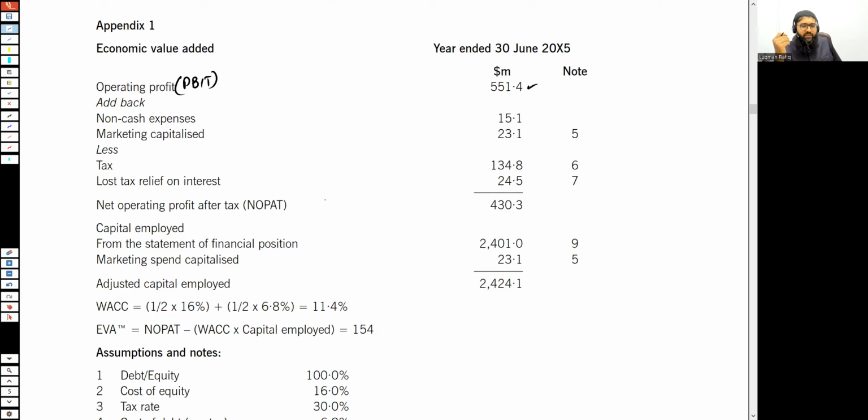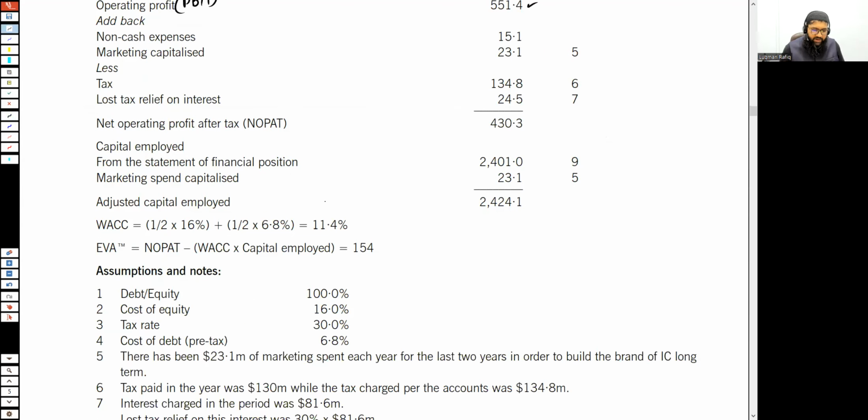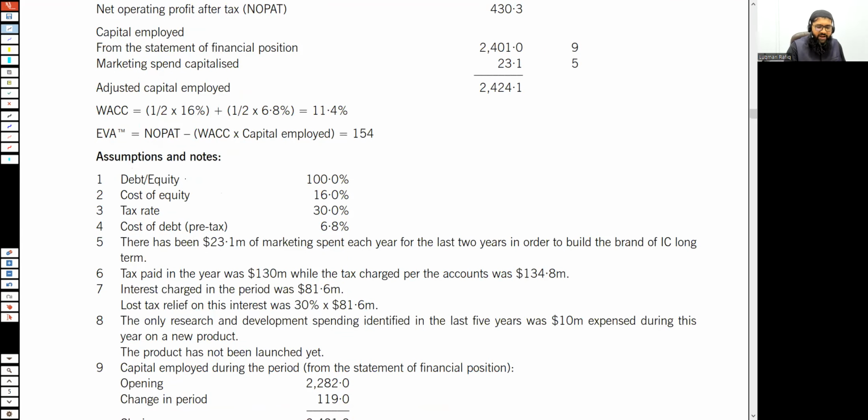Now what actually happens is, let's try to see things. It says debt to equity is 100%. That means debt upon debt plus equity is going to be 1 divided by 1 plus 1, that means 1 upon 2. The cost of equity is 30%. The tax rate is this. The cost of debt pre-tax is this.